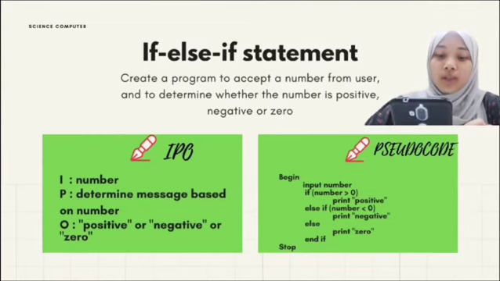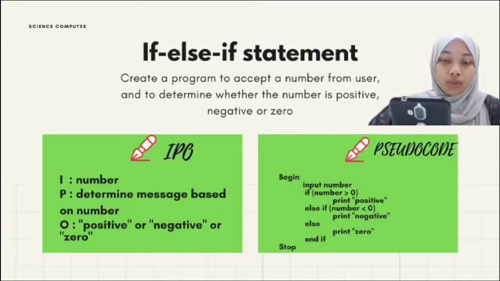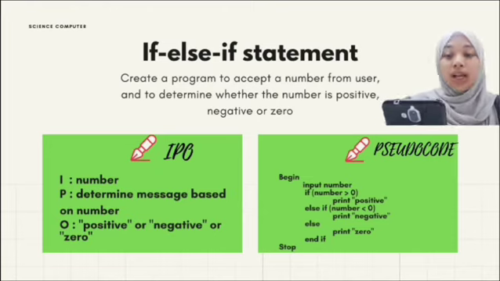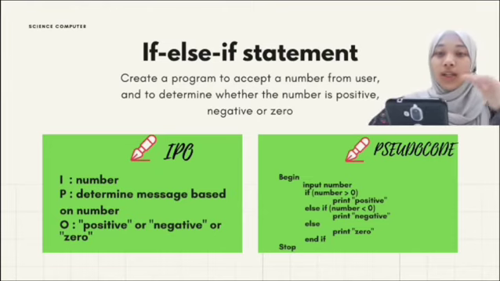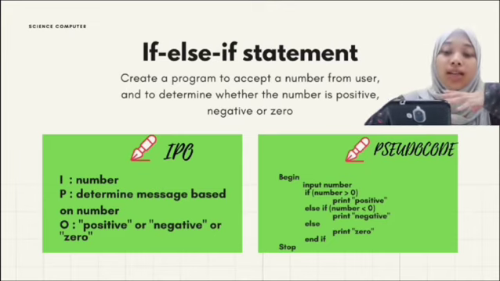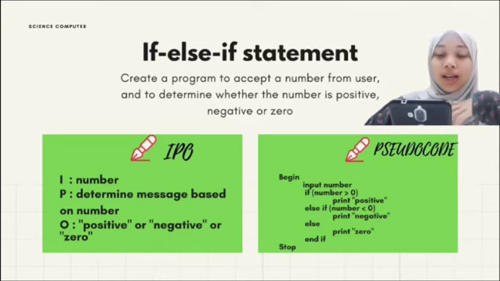So we go to the if else if statement. Create a program to accept a number from the user and to determine whether the number is positive, negative, or 0. Input is number. Process is determine message based on number. Output is positive or negative or 0. And then the pseudocode: begin, input number, if number more than 0, print positive, else if number less than 0, print negative, else print 0, and end if, and end.